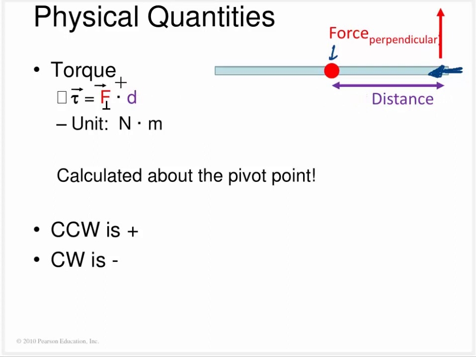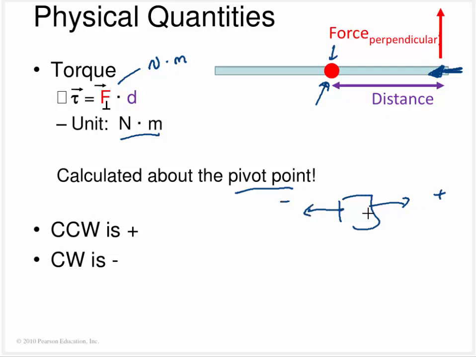Now we do know that the unit of force is going to be Newton, and the unit for distance is going to be meters, so torques are going to be in Newton meters, and they're always calculated about the pivot point. In this case right there, that's going to be my pivot point, so we use like a hinge or something like that. And much like for forces, we could say that if you had a force in that direction, we're going to call that positive.